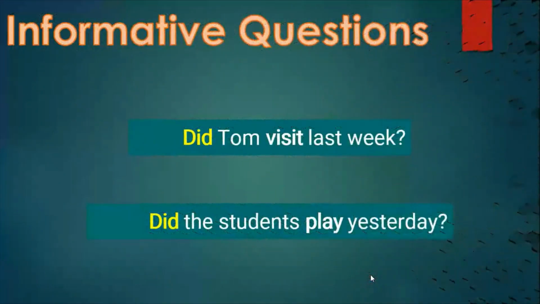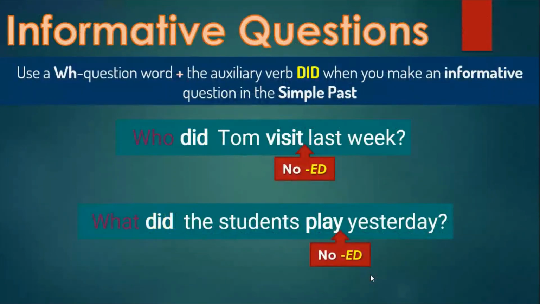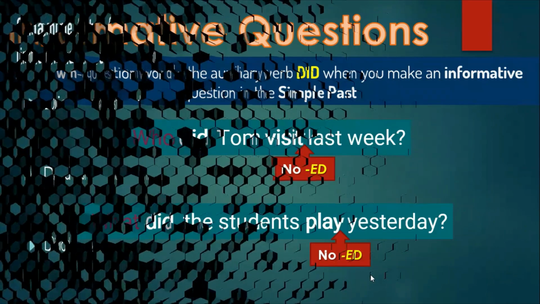So now we're going to look at informative questions. To make informative questions, we have to use the WH question words, and we also need to use the auxiliary verb did, to make sure that they are in the past tense. Remember that our verb does not need the ed ending. It's going to remain in the infinitive form, just like you see it right here. Okay, let's do some examples.